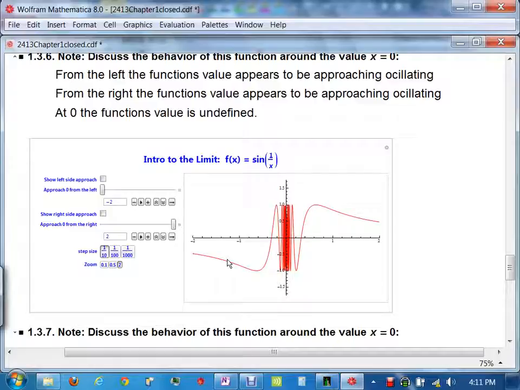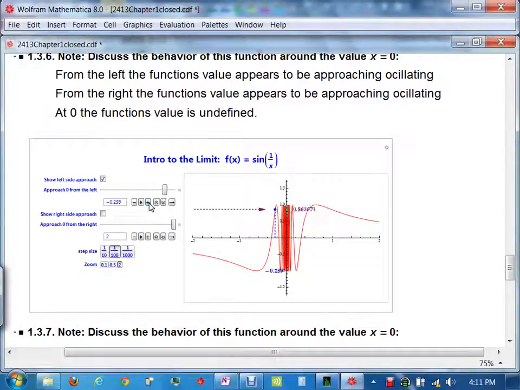Sine of 1 over x. Oh, wow. Okay. Let's see what happens here. Here I am. Life is good. Just do-do-do-do-do-do. And all of a sudden, all hell breaks loose here. Okay, I'm going to go in slow to this. So what happens is, as I move, maybe I go a little faster.